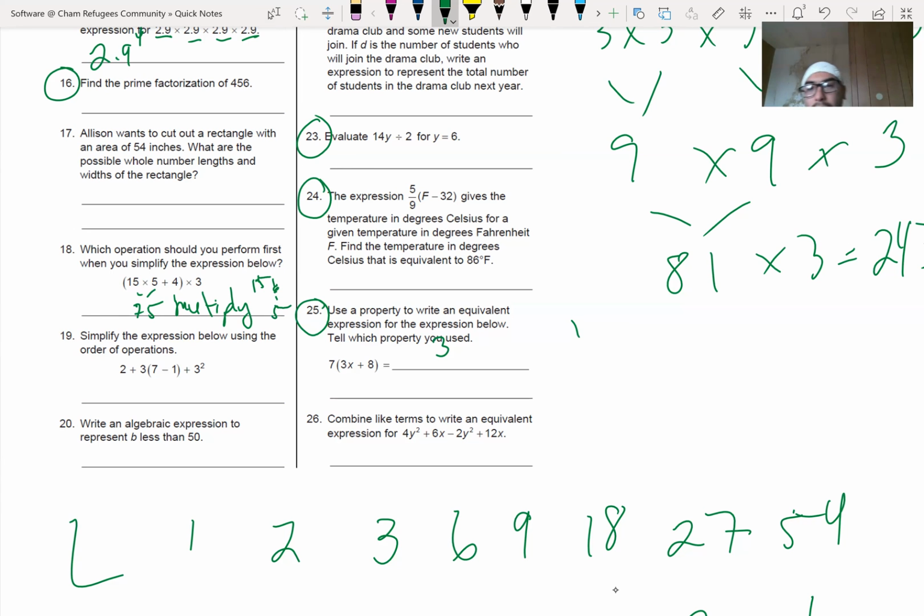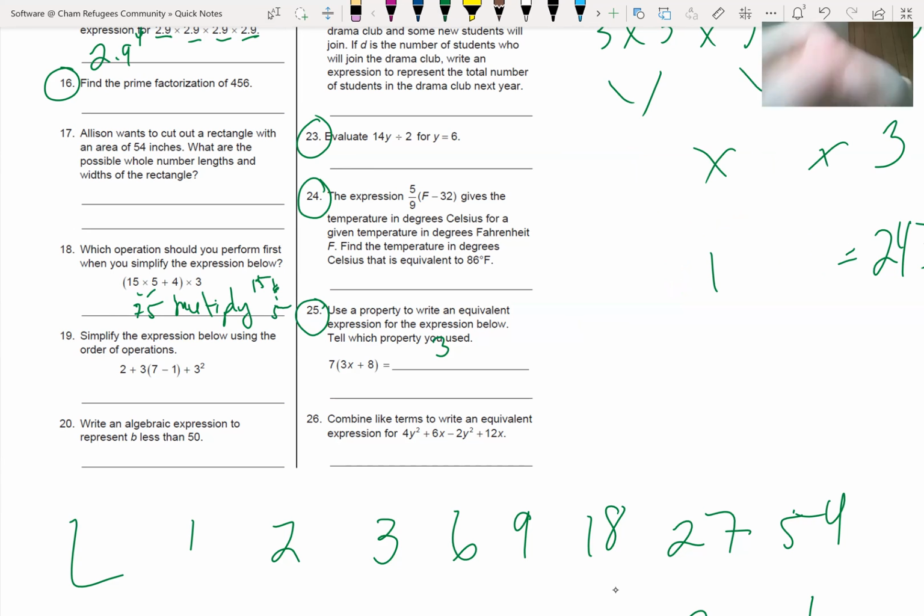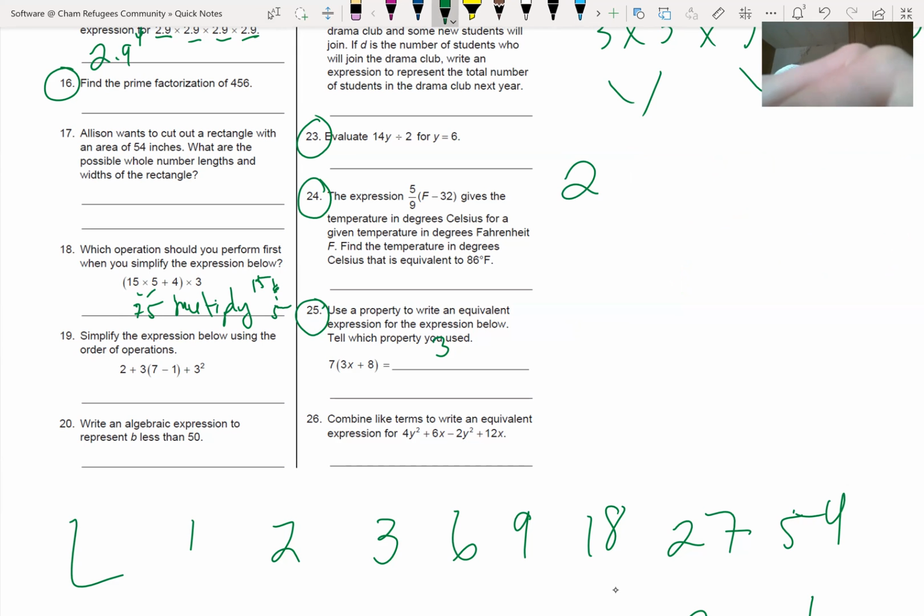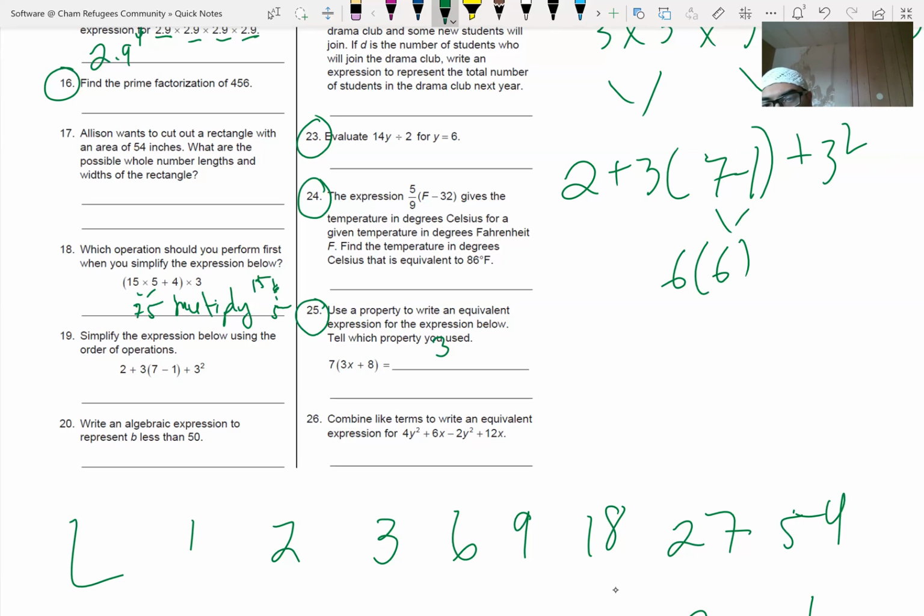Okay, but now when we do number 19, we're gonna have to actually solve it. Okay, so it says simplify the expression using the order of operations. So the first thing, I'm gonna write it down. So I have 2 plus 3 times 7 minus 1 plus 3 squared. So I have to do PEMDAS first, so parentheses first. This says 7 minus 1. I know my handwriting is bad. I'm going to write everything before it and everything after it. Okay? Shafari, tell me what I'm supposed to do next. Yes, I'm supposed to do exponents first. So I get 9, and then this is multiplying, plus, and then 2.